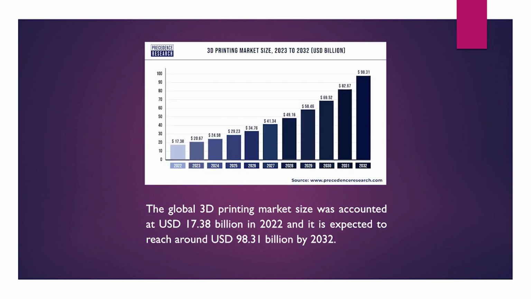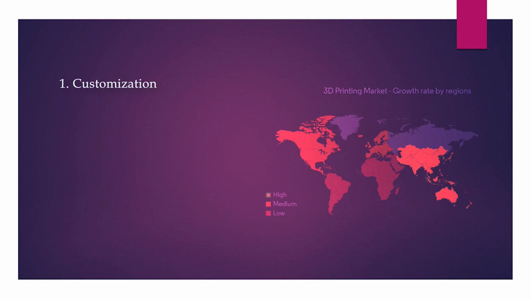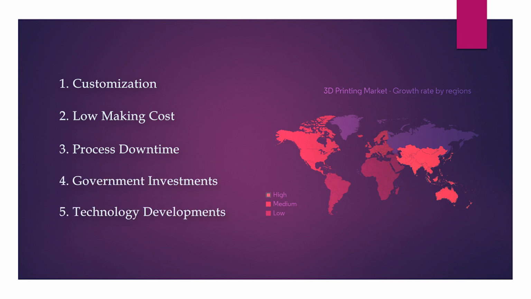The global 3D printing market size was accounted at $17.38 billion in 2022, and it is expected to reach around $98.31 billion by 2032. Factors such as ease in development of customized products, reduction in manufacturing cost and process downtime, government investments in 3D printing projects, and development of new industrial-grade 3D printing materials are driving the growth of the 3D printing industry. Currently, the trend in 3D printing applications is shifting from prototyping to functional part manufacturing in various verticals.